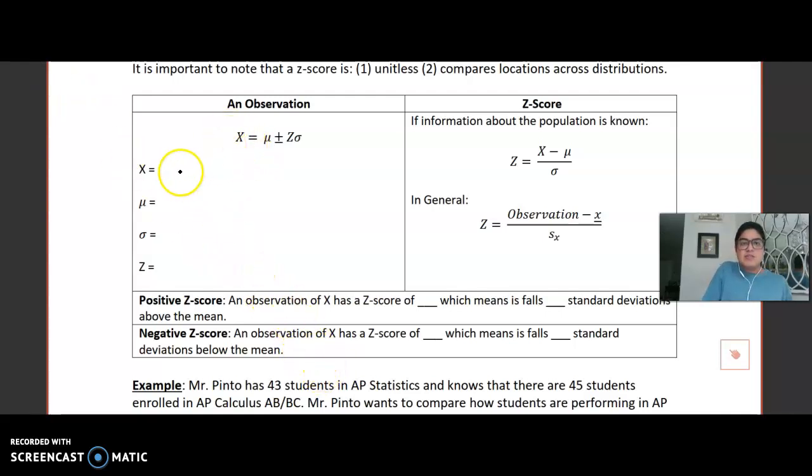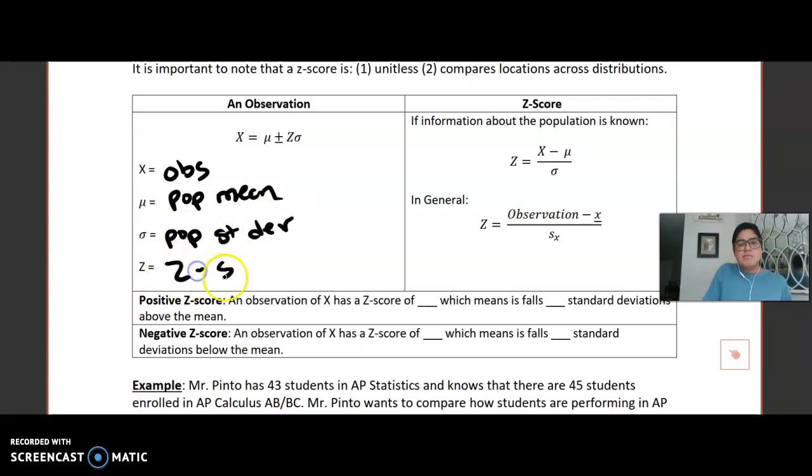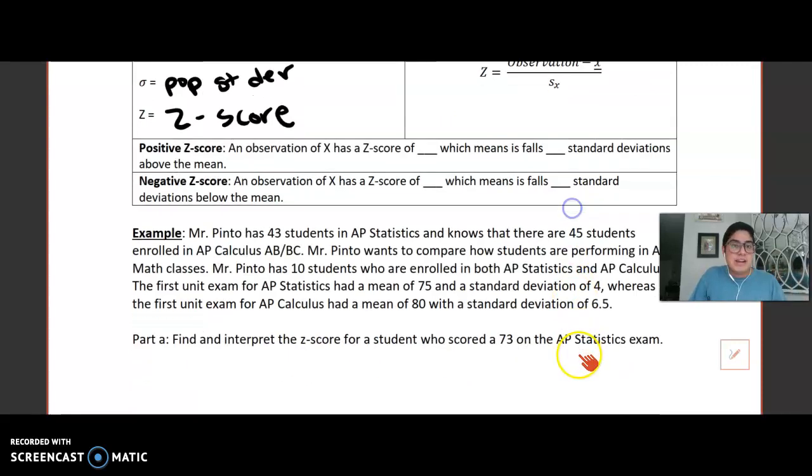So x here is going to represent our observation. Mu is going to be the population mean. Sigma is the population standard deviation, and z will be your z-score. Now there are two ways to interpret it. If you get a positive z-score, this means an observation falls above the mean. And if you get a negative z-score, this means the observation falls below the mean. And if you get a z-score of 0, you are right at the mean. So once I have the average of my data set, I'm just checking, am I above average, below average, or average?